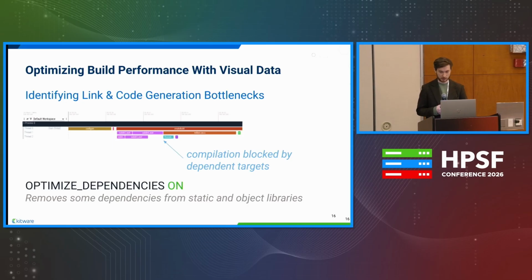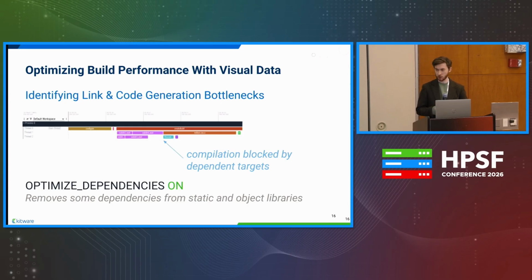There's also this optimize dependencies option in CMake, which you can use to relax some of the compile time dependencies for static and object libraries. So if you're seeing some of these gaps, depending on what your build looks like, that might be an option to help improve.